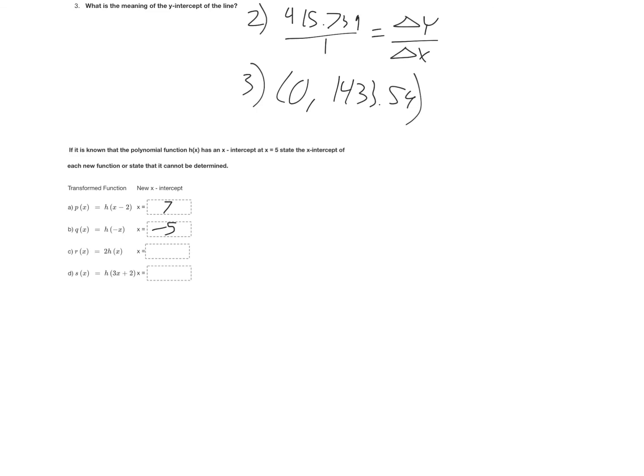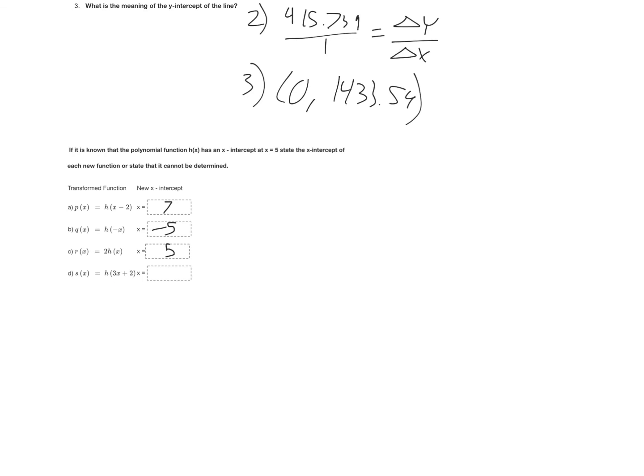Part C, now the 2 is on the outside. So this is a vertical stretch by a factor of 2. Take the y coordinate and multiply it by 2, but leave the x coordinate alone. Well, this is the point 5, 0. Leave the x alone, the y coordinate is 0, multiply it by 2, it's still 0. So my x-intercept will actually not change here. It's still just positive 5.